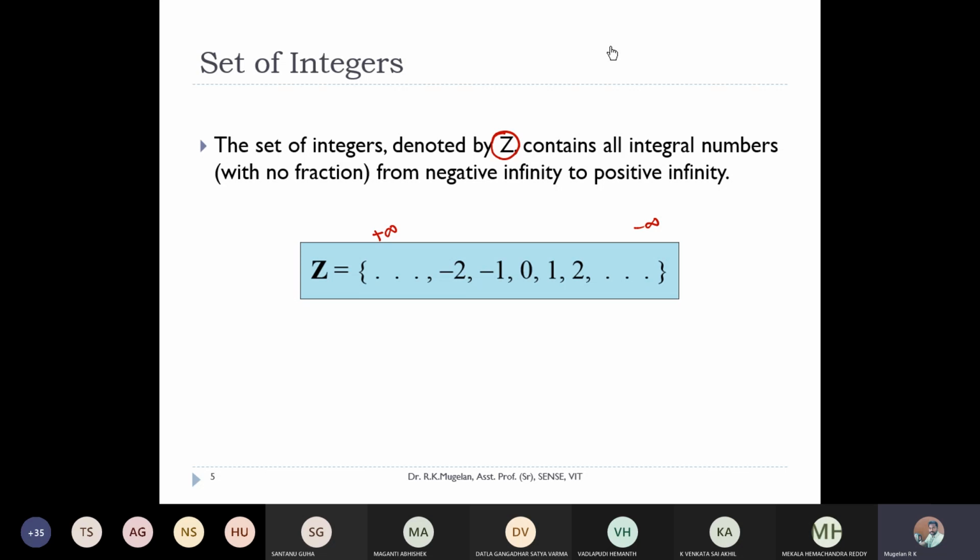I think it's a very basic question. Yes, sir, integers will include decimal numbers also. Is there any other answer?